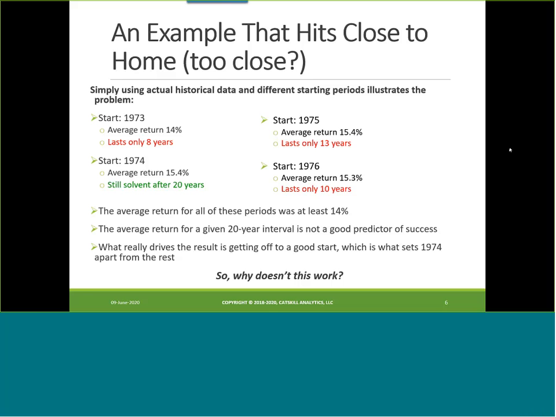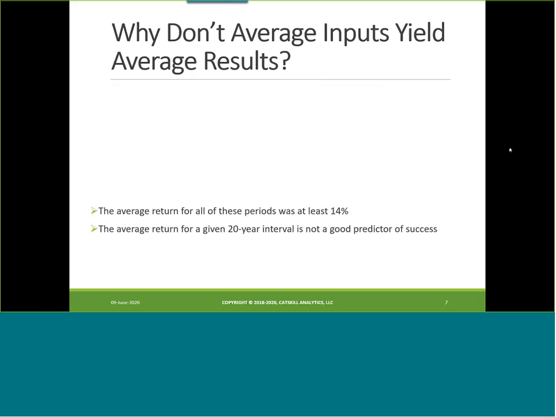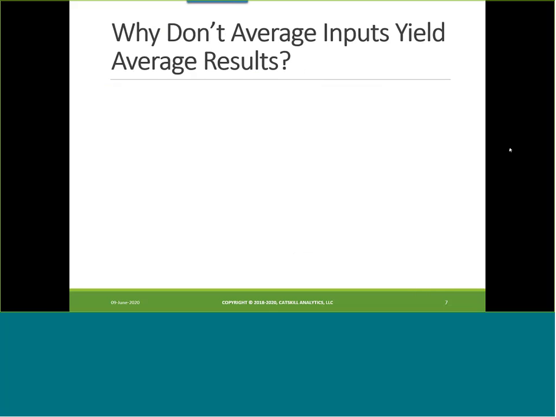What is fundamentally, what are we missing here, I guess, is probably the best question. So why don't average inputs yield average results? Well, this is the caveat slide for the session. I'm going to talk a little bit about some mathematics here, but I promise I won't jump in real deep. But it's an important concept that I think we all need to take away here.